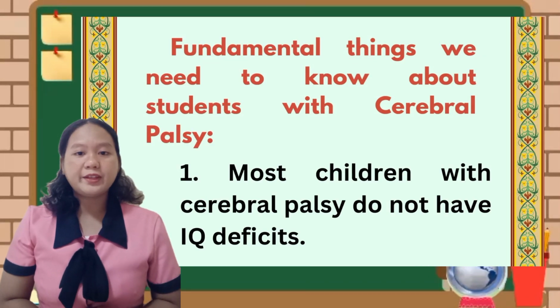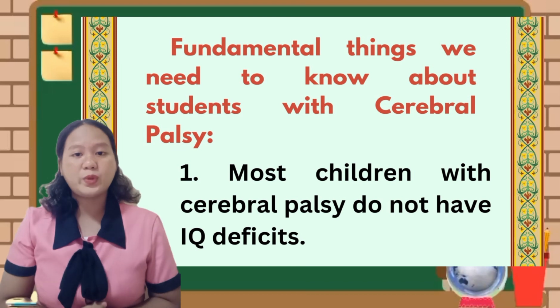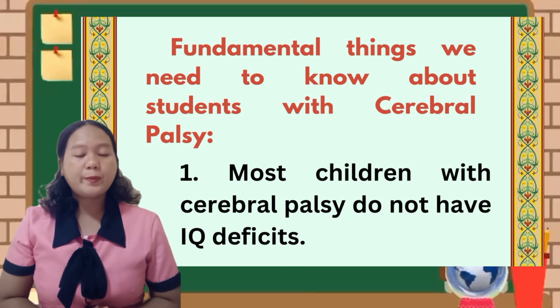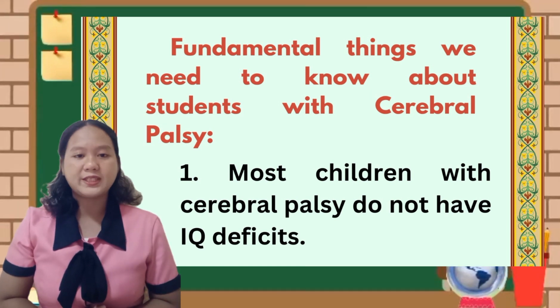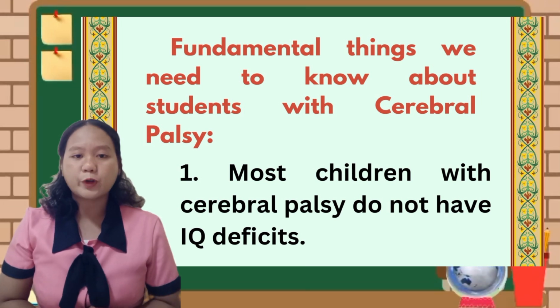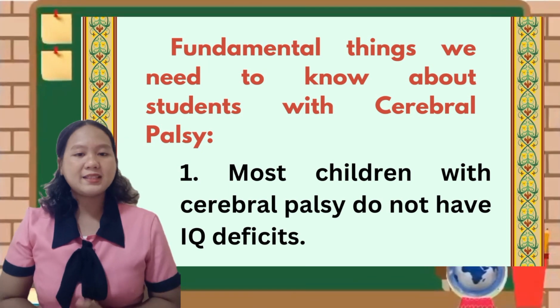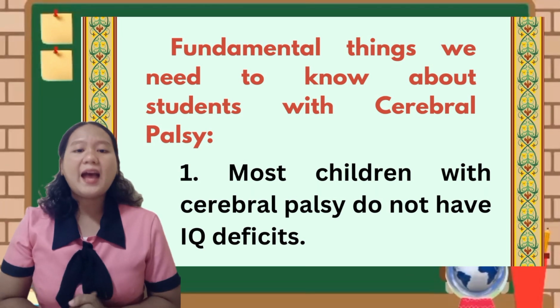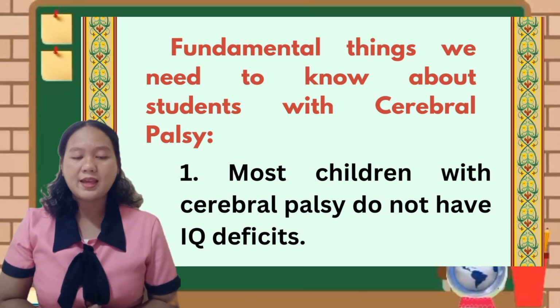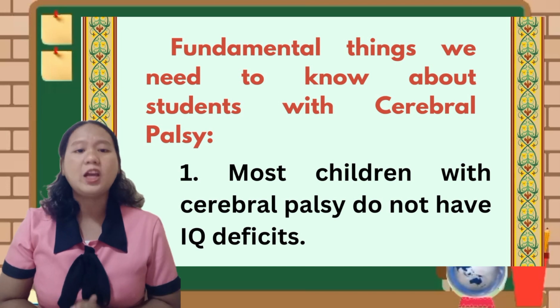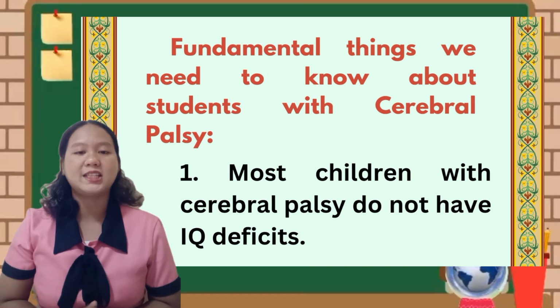Here are some fundamental things we need to know about students with cerebral palsy. The first one is, most children with cerebral palsy do not have IQ deficits. It's a common misconception that a child who struggles to move or control movements, or in other words, a child who looks different, has a cognitive disability. More than half of all children with cerebral palsy have an average to above average IQ. It's important for teachers to realize this and not to assume a child with cerebral palsy is not as academically capable as others.